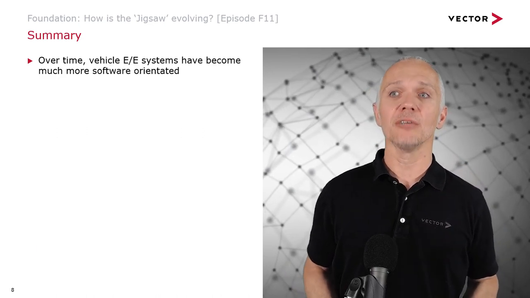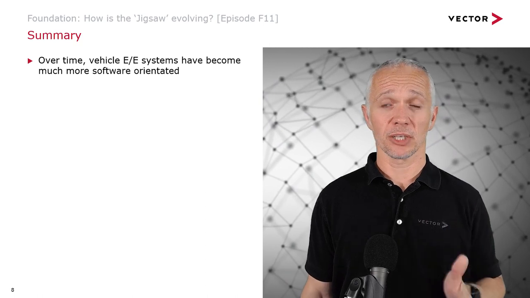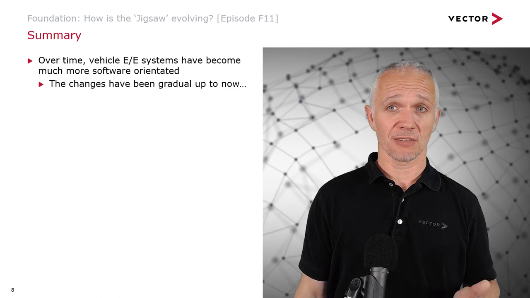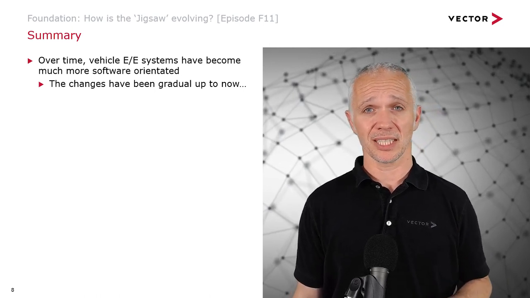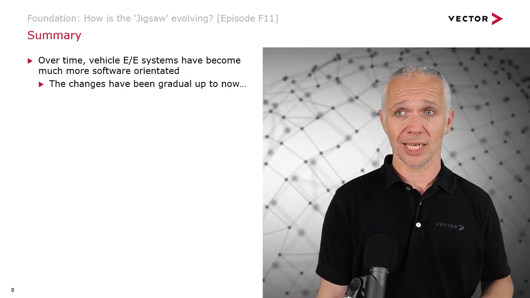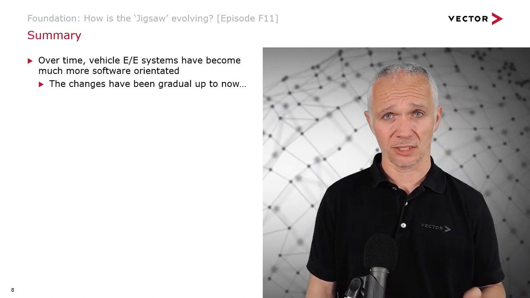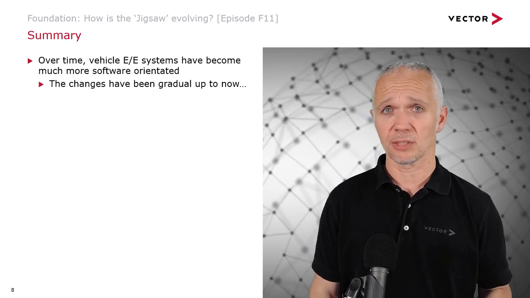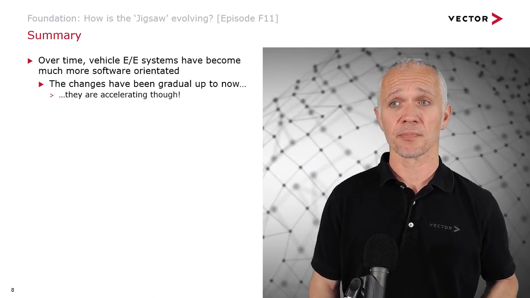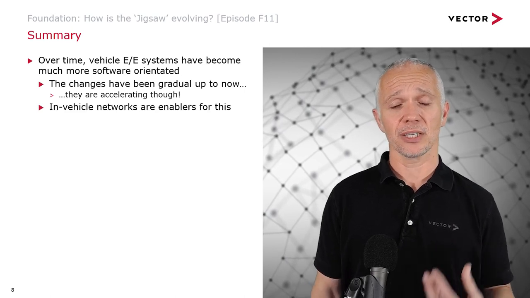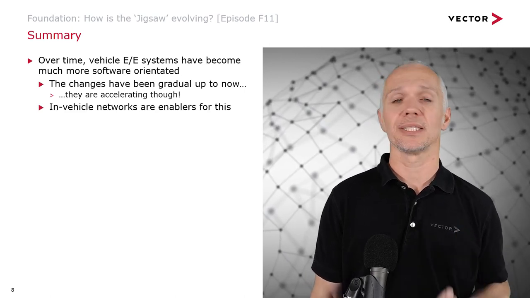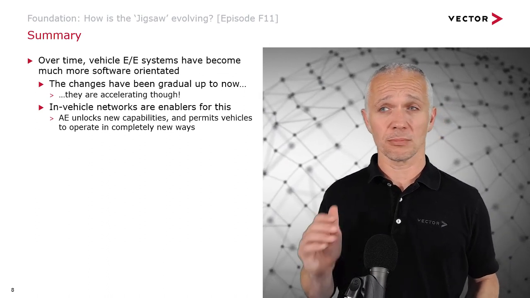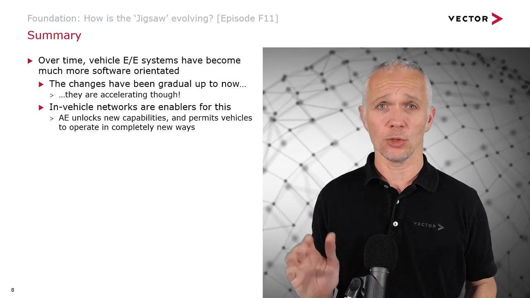As a summary, over time, vehicle EE systems have become much more software orientated. The changes obviously have been relatively gradual. Up to the late 1980s, there was really no software in vehicles at all. And now in 20-something years, there's been a real functional explosion, lots of software. We can only see the pace is likely to increase. They are accelerating. The vehicle networks we have are really the enablers for this, in particular automotive Ethernet, which unlocks lots of new capabilities and permits vehicles to operate in completely new ways.